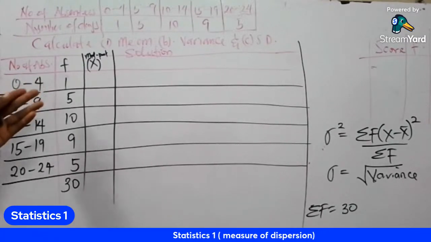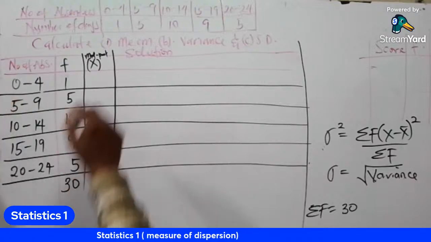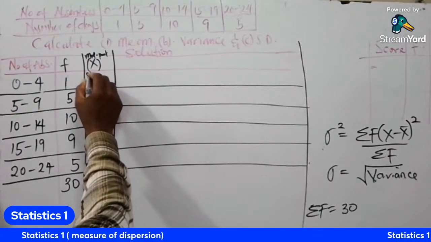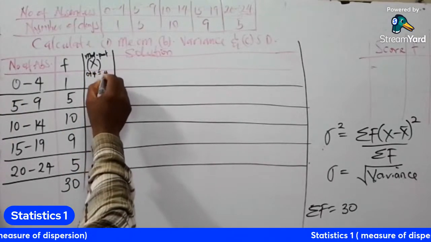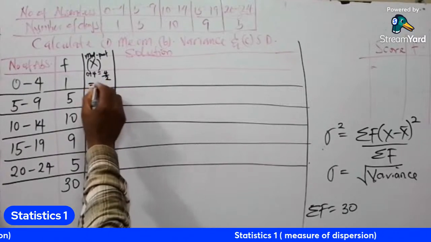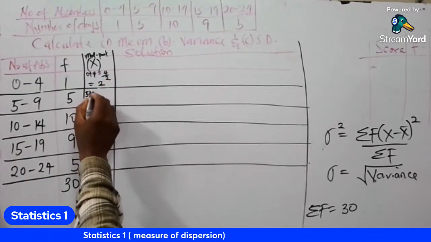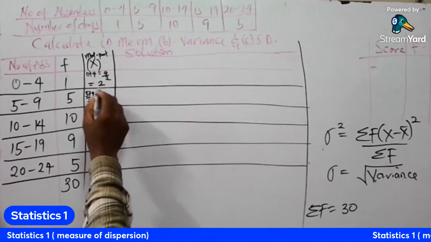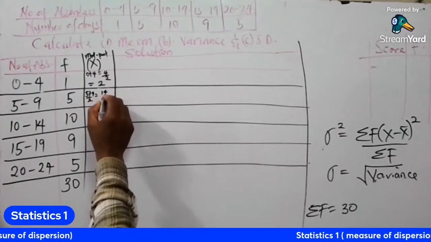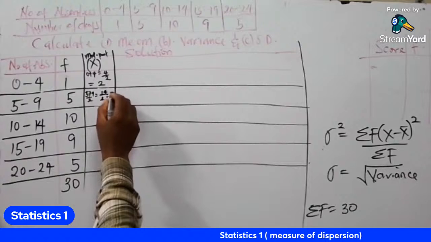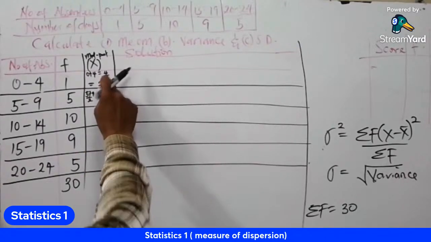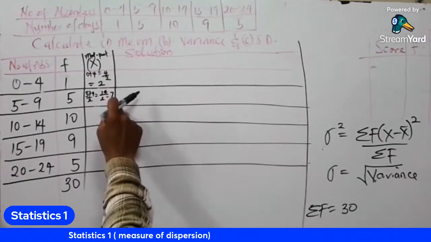0 plus 4 will give you 4 divided by 2. So that is 0 plus 4 equals 4, everything divided by 2, and that will give us 2. So when I move on to the second one, that will just be 5 plus 9 divided by 2. 5 plus 9, of course, will give me 14. When you divide 14 by 2, that will give me 7. So you can see that this is 2, this one is 7.